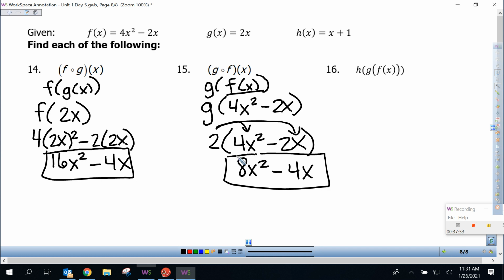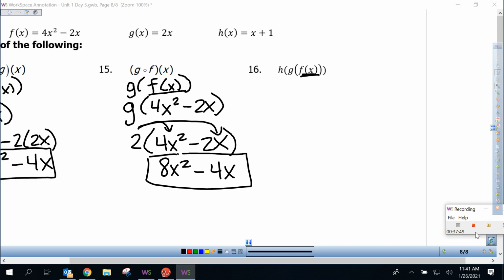Okay, I want you to do that last one, number 16. You have h of g of f of x. Which one do you start with first? f of x. That would be the innermost one. Okay, starting with the innermost function, we need to start with the f of x first. Replace the f of x with 4x squared minus 2x.